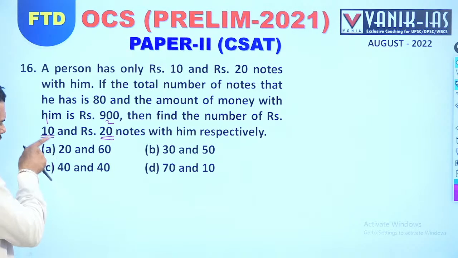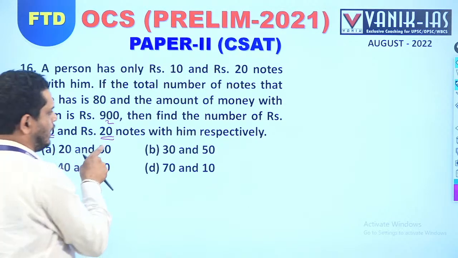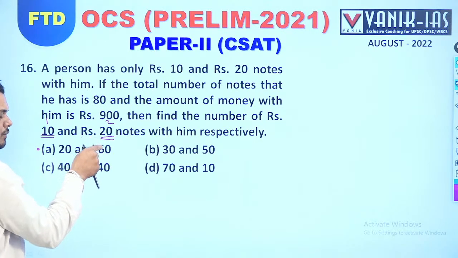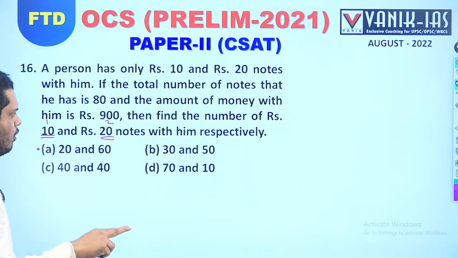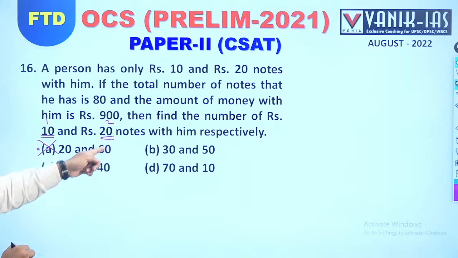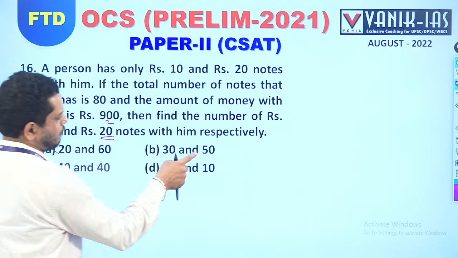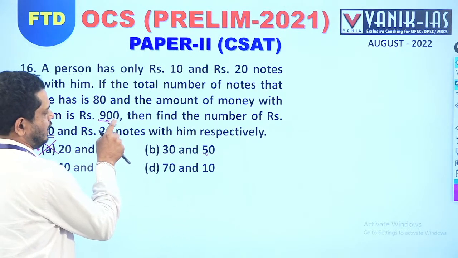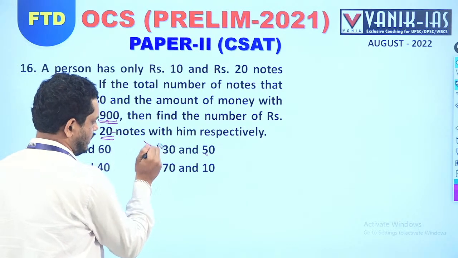So if I take 20 numbers of 10 rupees, it becomes 200, and 60 numbers of 20 rupees, it becomes 1200, but the sum of value should be 900. So it cannot be the answer, because 20 rupees 60 times becomes 1200. Accordingly, friends, 5 twos are 1000, it becomes 1000, but we have 900 rupees only. B is cancelled.